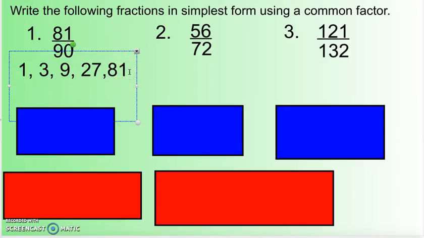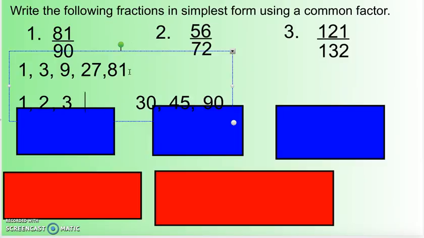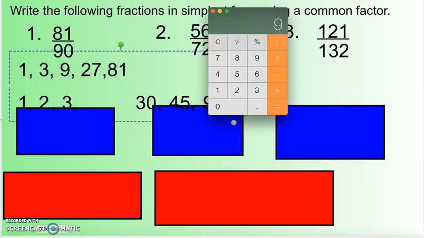How about 90? Well, we have 1 times 90. What else? 2 times 45. How about 3? 3 times 30. 4. Does 4 go in there? Well, let's try it out. We have 90 divided by 4. Nope. How about 90 divided by 5? Well, it ends in a 0. Usually numbers that end in a 0, yep, that works. So 90 divided by 5.